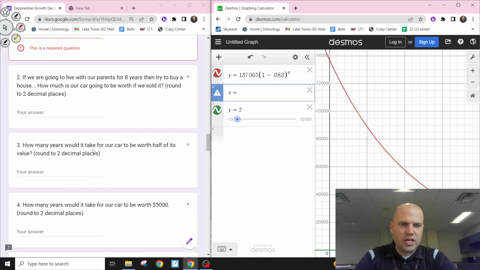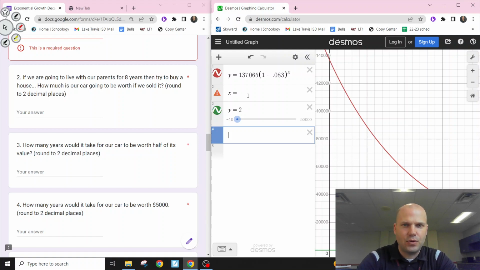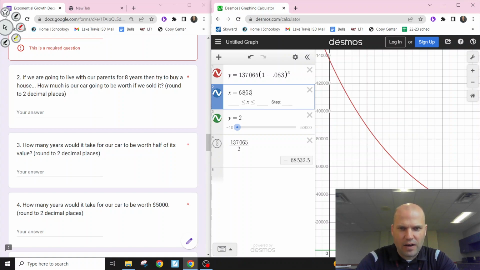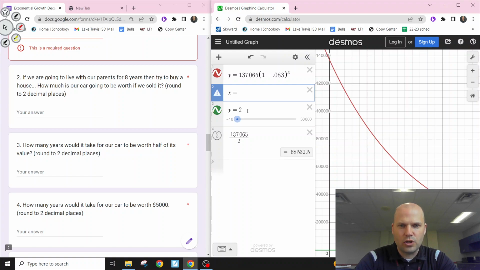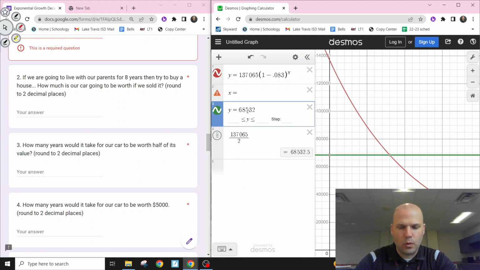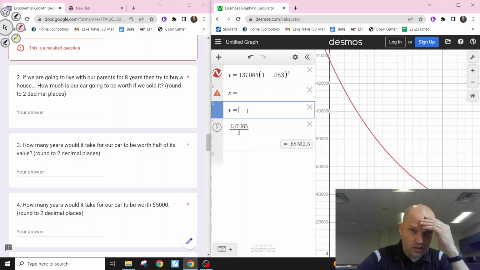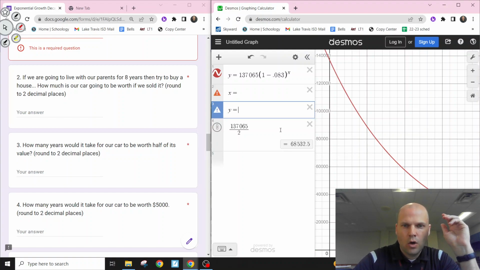How many years would it take for your car to be worth half of its value? We want a very specific number for half the value, so you might have to take your value and divide it by 2. Does half the value mean you want to put 68,532.5 in for x and find that intersection, or do you want to put 68,532 in for y? Find that intersection and interpret what that means.